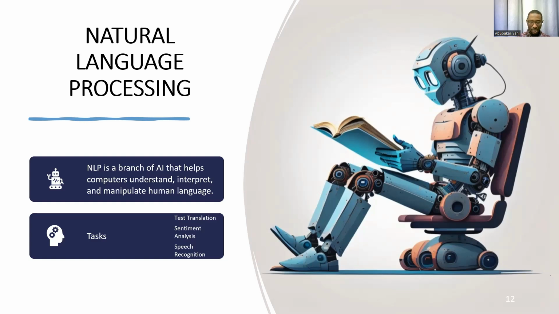And some of the tasks you can accomplish with natural language processing include text translation. You can provide a text in English and tell this system to translate it into Portuguese, French, Spanish, Arabic, you know. This is one of the tasks.